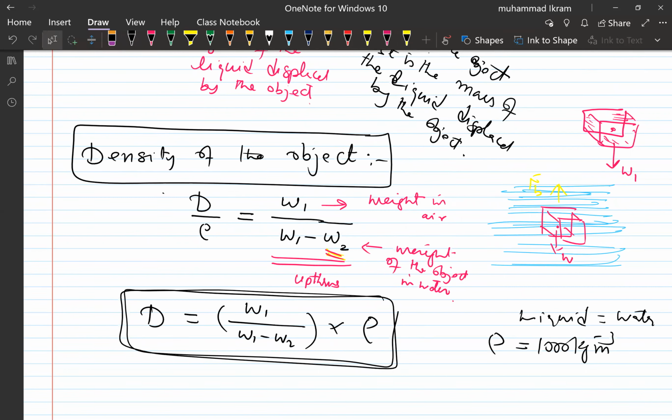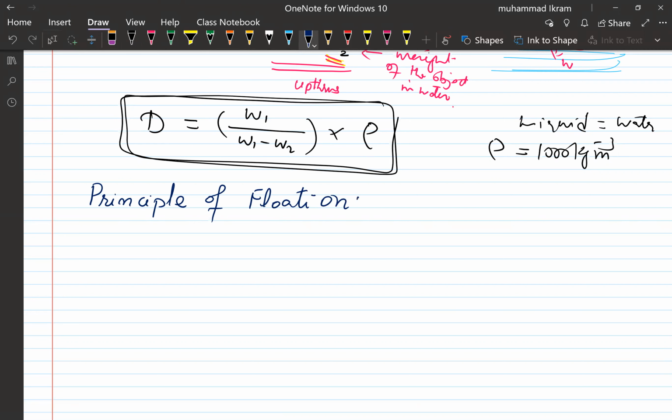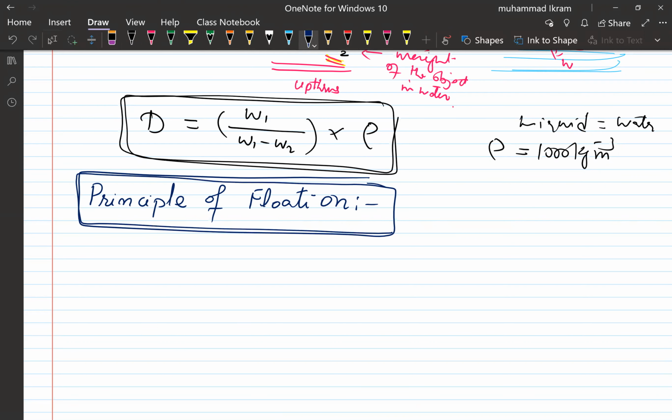Now the principle of flotation. I think the next topic would be this one. The principle of flotation. Now, what is the principle of flotation? The principle of flotation tells us that a floating object displaces a fluid having weight equal to the weight of the object. Very simple. It is nothing but the Archimedes principle.